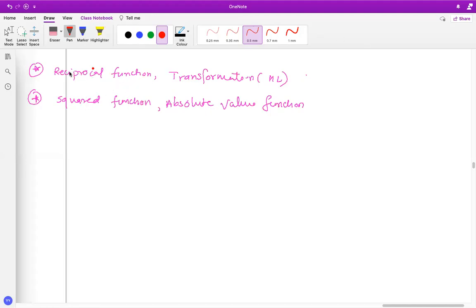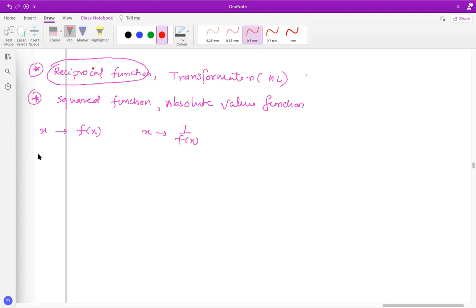So the first part that we're going to cover is the reciprocal function. If I take, let's say, for example, x, you map it as f of x, the original function. Now the new mapping is x against 1 upon f of x. This is called the reciprocal function.